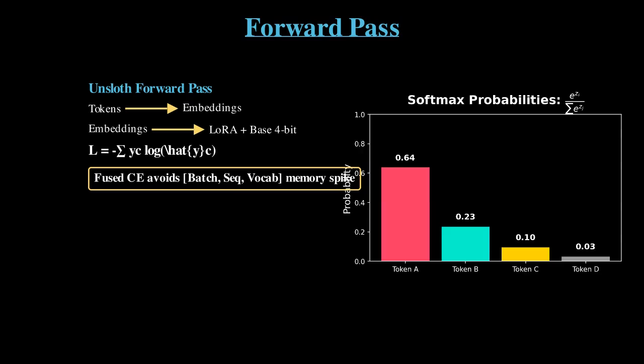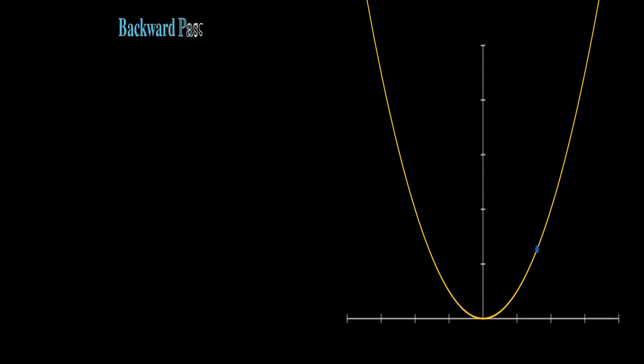The outputs are normalized and passed into the fused cross-entropy loss. Thanks to Triton, Unsloth avoids materializing the massive logit tensor in HBM memory, calculating the exact loss dynamically. The backward pass is where Unsloth pushes boundaries.